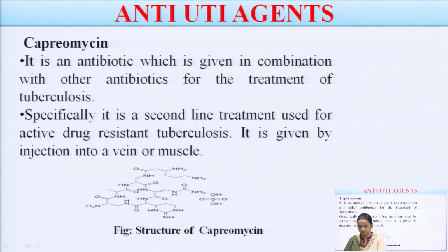Okay. The last drug in this lecture is capreomycin. Capreomycin is again an antibiotic which is given in combination with other antibiotics for the treatment of tuberculosis. It is a second line drug for active drug resistant tuberculosis. It is not given orally, but by injection into a vein or muscle. So, this is the structure of capreomycin.